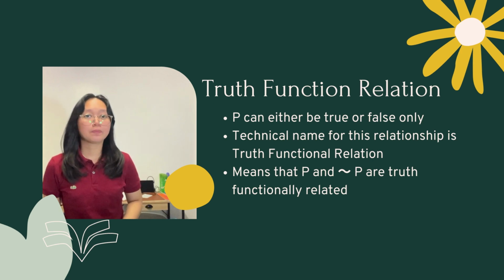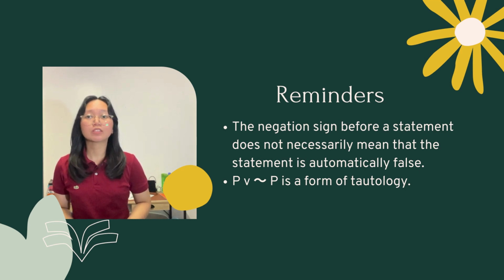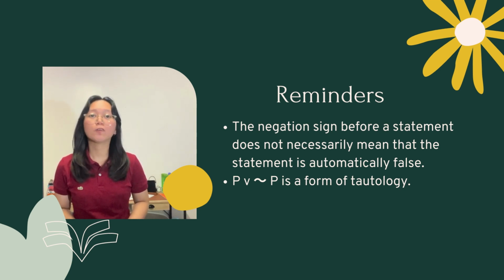Since it was mentioned that P can either be true or false only, according to logicians, the technical name for this relationship is the truth function relation, which simply states that P and not P are truth functionally related. The negation sign before a statement does not necessarily mean that the statement is automatically false. It just means that it is the negation or the opposite of P. This also implies that P V tilde P, or P or not P, is a form of tautology.